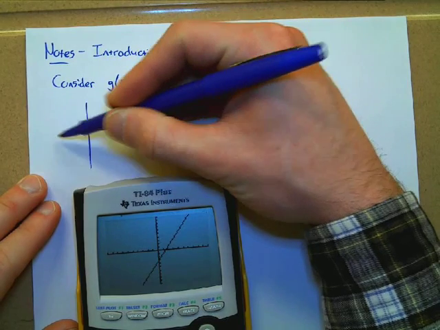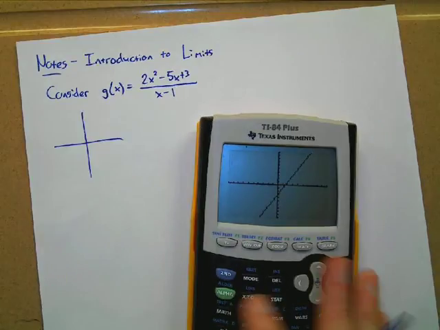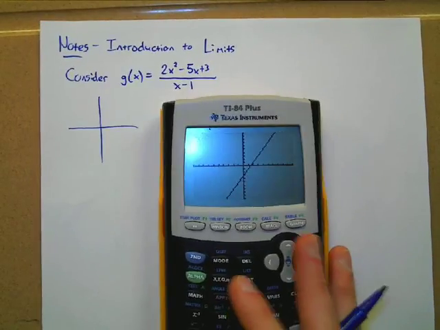At what particular x value here do we expect there to be some issues? 1. Yeah, why do we expect issues at 1?